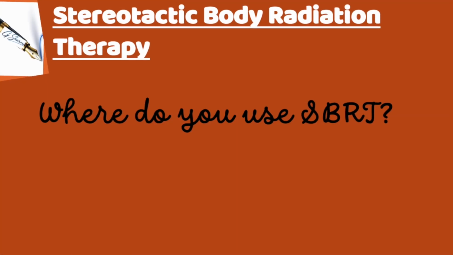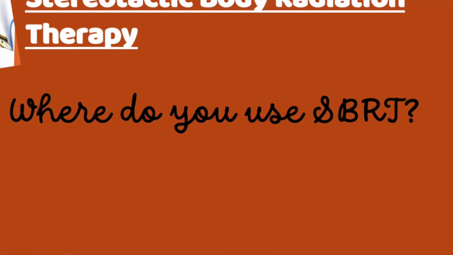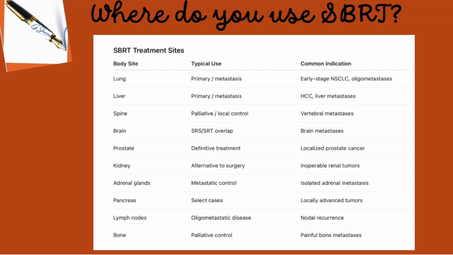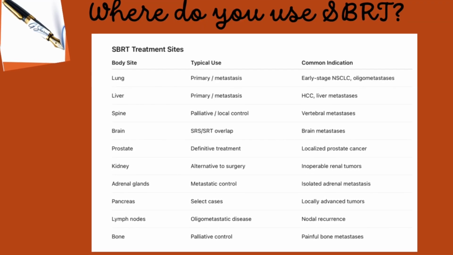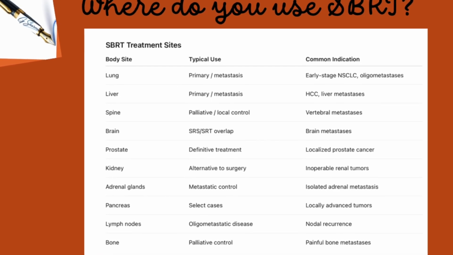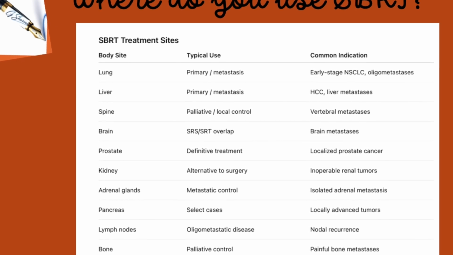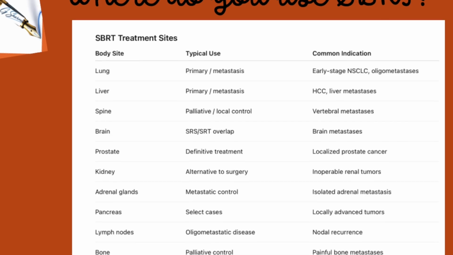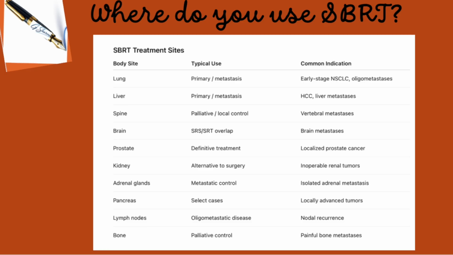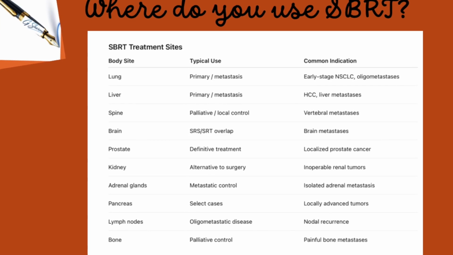So now where do we actually use SBRT? It is widely used in lung cancer, lung tumor, liver metastasis, maybe the spine lesions, pancreatic tumors, kidney tumors, and even prostate cancer in selected cases. Not all, some selected prostate cases we use SBRT, especially in patients who cannot undergo surgery.